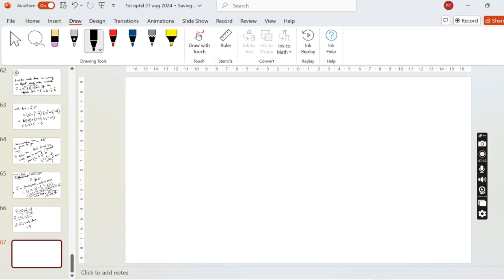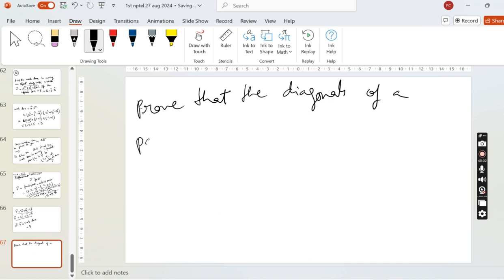So we can discuss some problems, that is, prove that the diagonals of a parallelogram bisect each other.